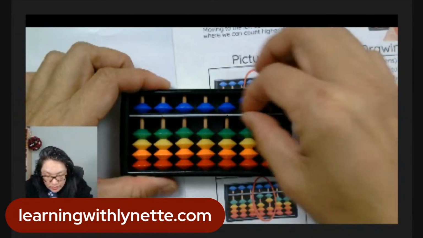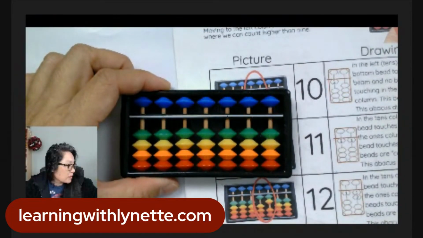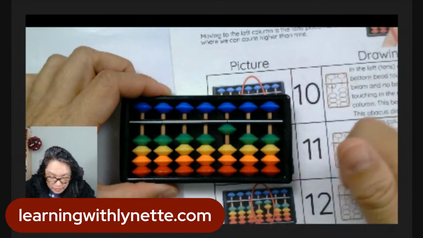So what we're going to do is continue how to count. And then let's go backwards. Are we going to go backwards? No, we're not going to go backwards.